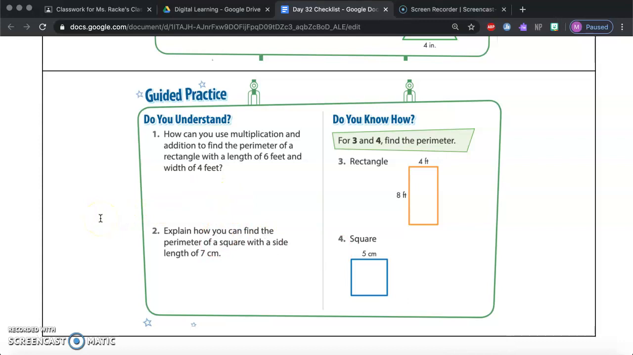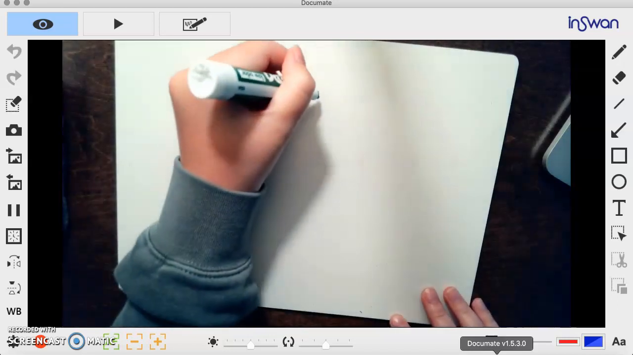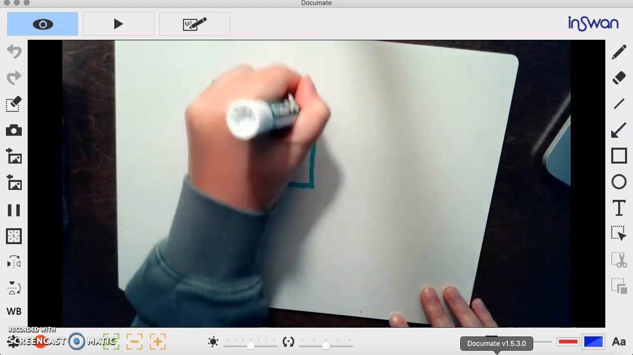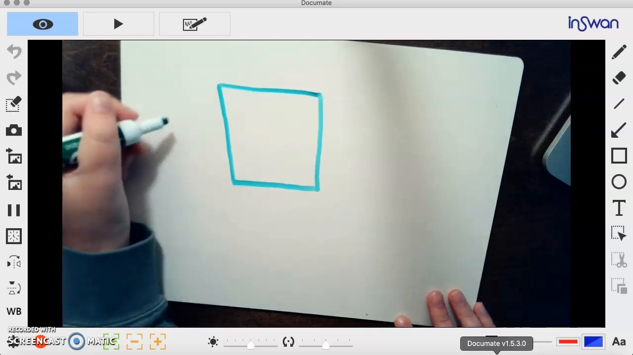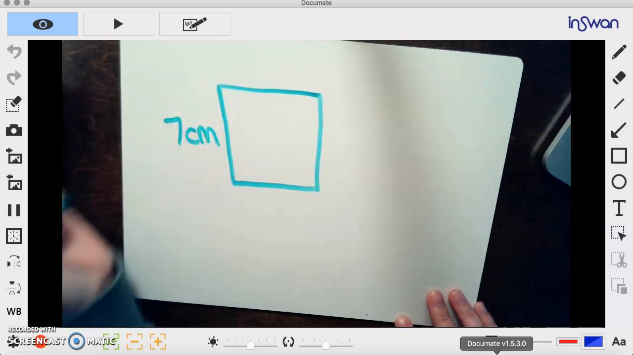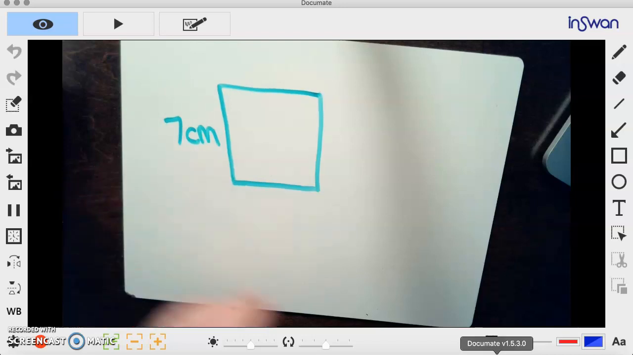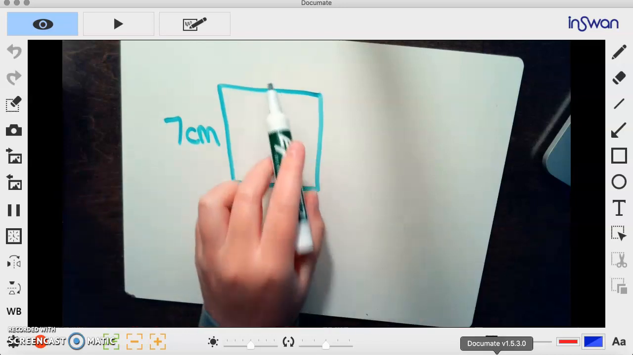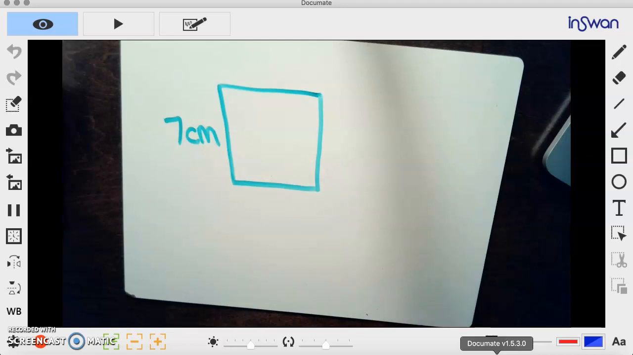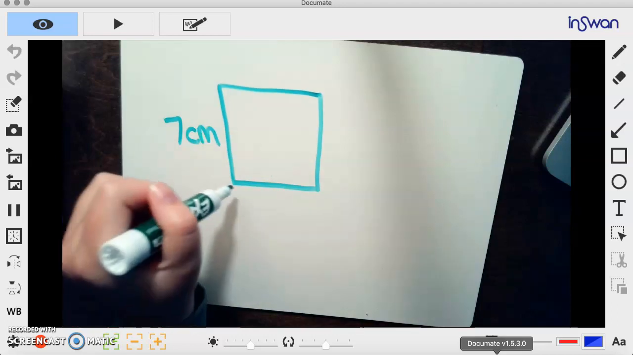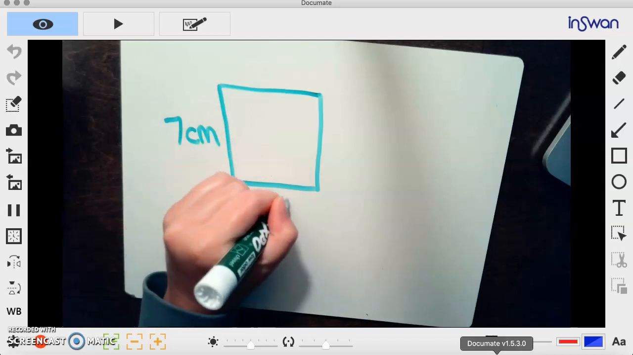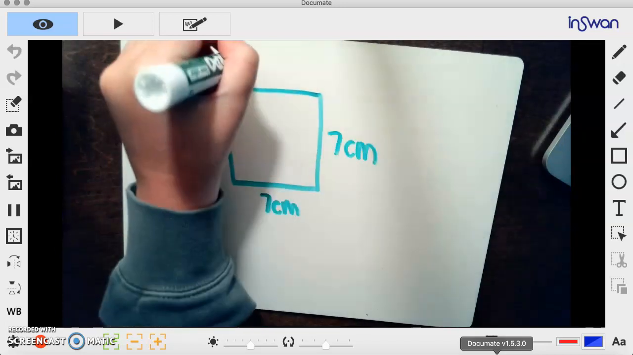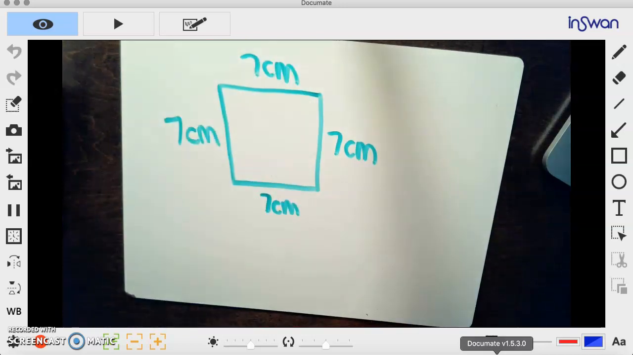Explain how you can find the perimeter of a square with a side length of 7 centimeters. All right. So let's start with my square right here. And it's not a perfect square, but we know it's a square. And one of the sides is 7 centimeters. So what I know about a square is that each side is going to be the same length. So if I know one side, then I know that this is also 7 centimeters, this is also 7 centimeters, and this is also 7 centimeters.